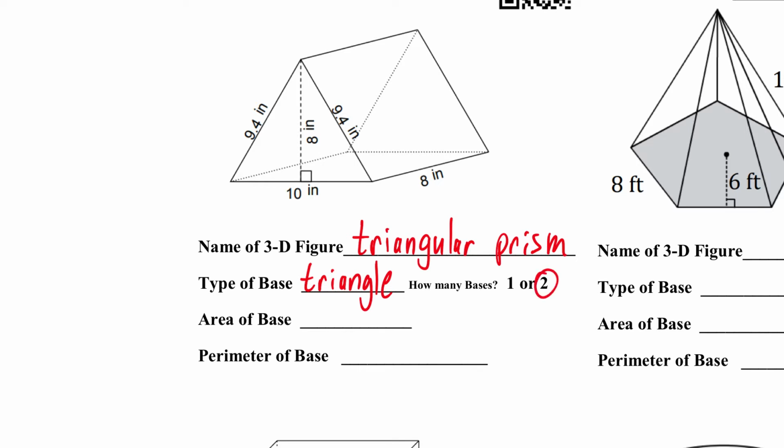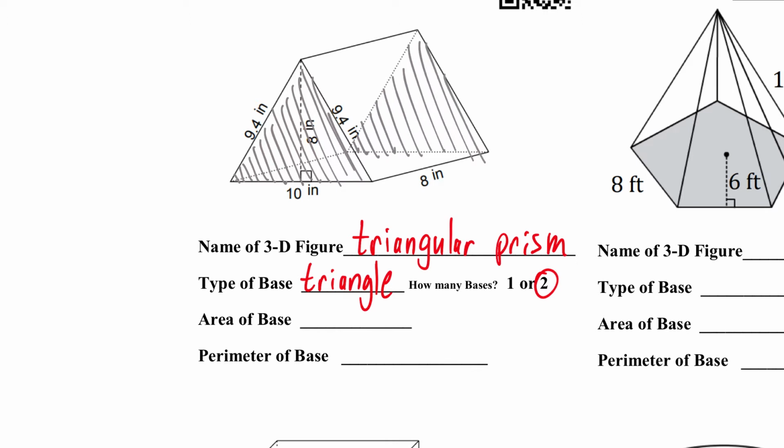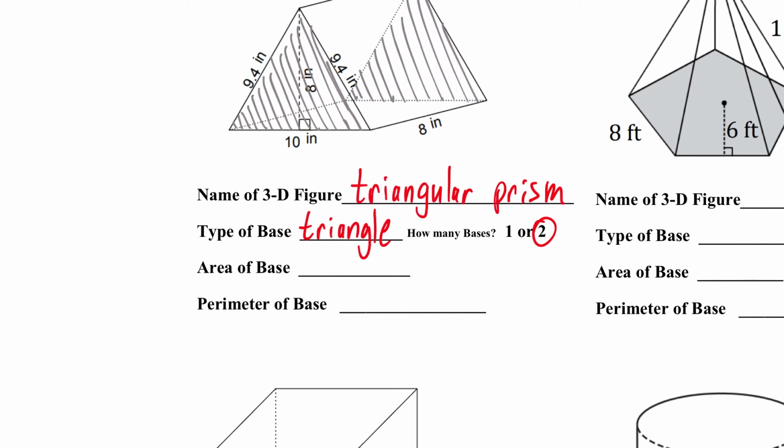It has two bases. Okay, as we go through here, we're going to shade in the bases. So I'm going to shade in this base, and I'm going to shade in this base right here. Those are the bases. Now, what I want to do here is find the area of the base. So when I'm looking for the area of the base, I'm looking for the area of this triangle, not of this rectangle down here. Is it 40?